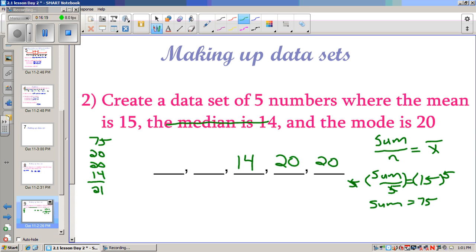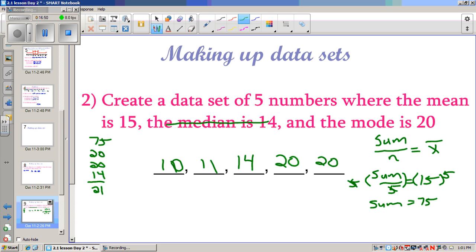So my last two numbers need to add up to give 21 in order for this thing to completely add up to give 75. They both have to be different numbers, and they both have to be less than 14. And so the answer I'm going to go with is 10 and 11. I could have other options that give 21. I could go with 9 and 12 as well, would still give me 21 and still be different. But there's my data set.